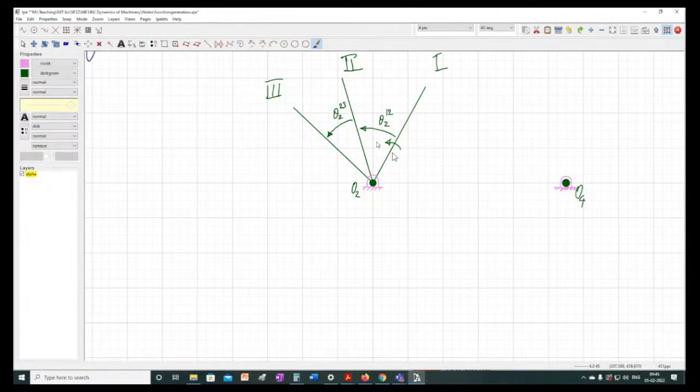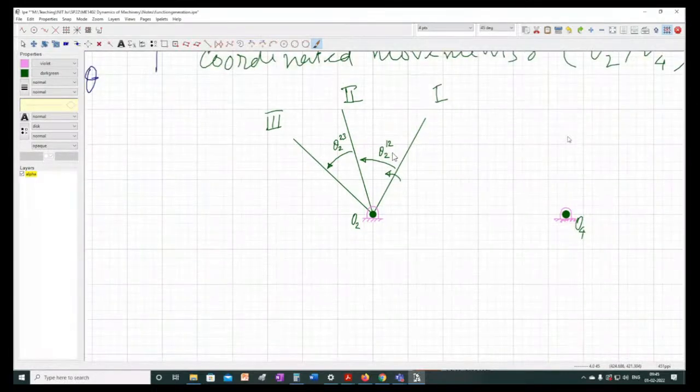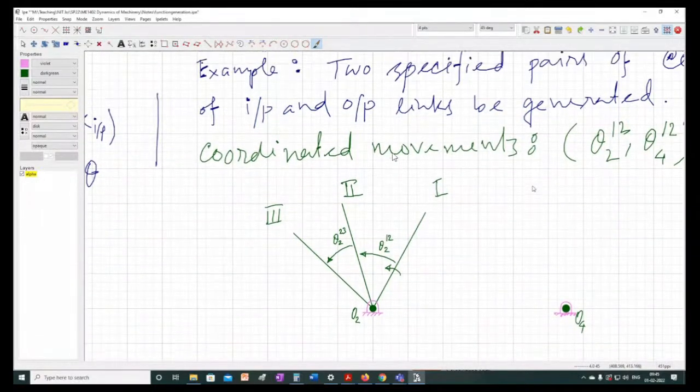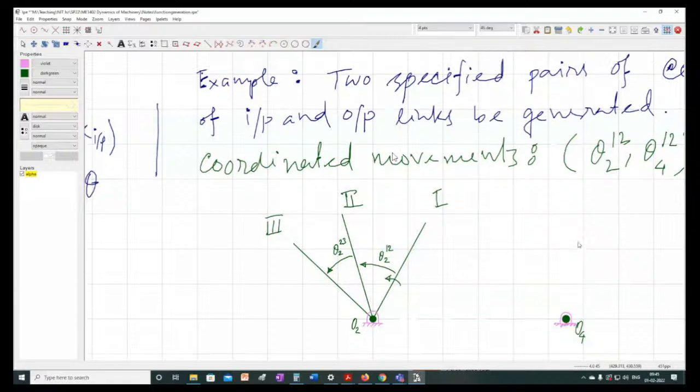First, we are trying to understand what is a function generation problem. As the problem statement is saying, there are two specified pairs of coordinated movement of input and output link, and we have written here the coordinated movements. This is one pair, theta 2, theta 4, one pair, and another pair is there.